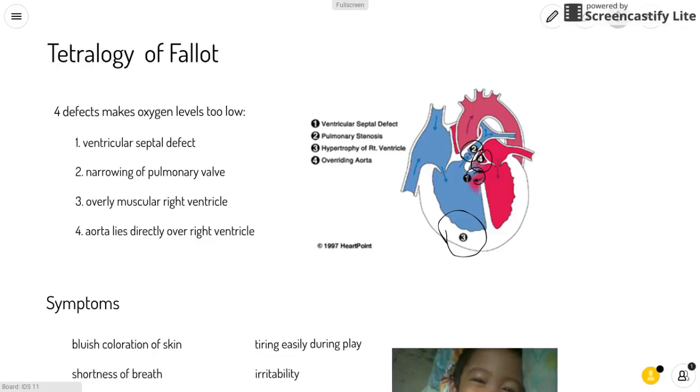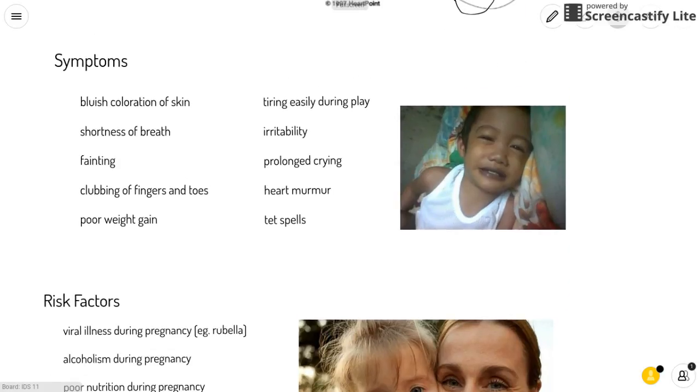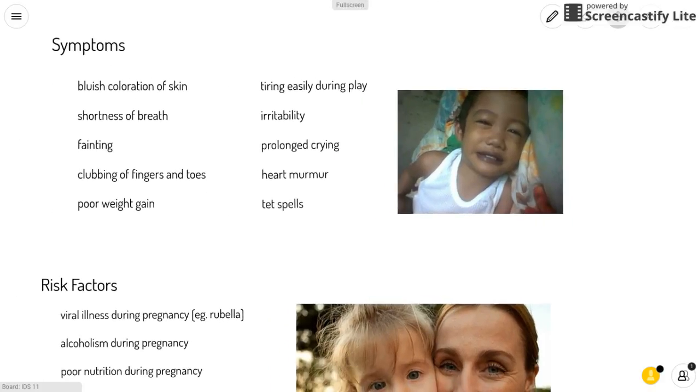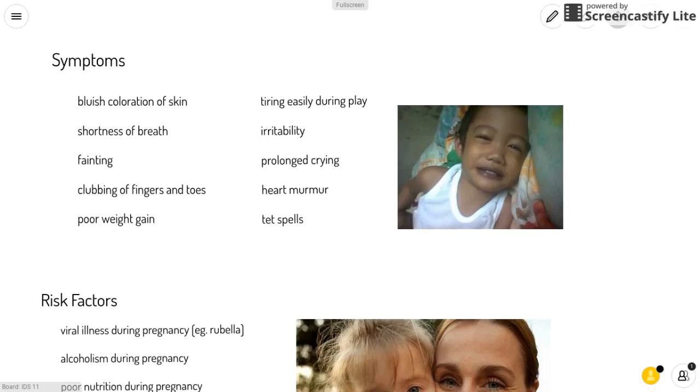Some of the symptoms of this defect are a bluish coloration of the skin, which signifies low oxygen in the blood, shortness of breath or rapid breathing, loss of consciousness or fainting, clubbing of fingers and toes, which is an abnormal rounded shape of the nail bed, poor weight gain, tiring easily during play or exercise, irritability, prolonged crying, a heart murmur, or tet spells.